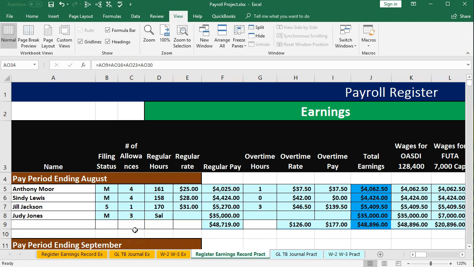In this presentation, we're going to reconcile our year-end forms, our 941s, our 940, our W-3s, and our W-2s, as well as our payroll register and our earnings records.